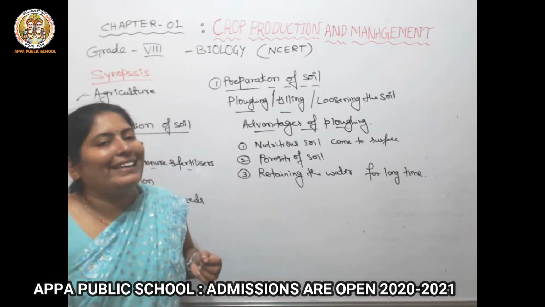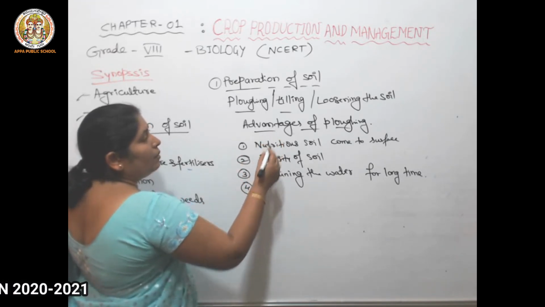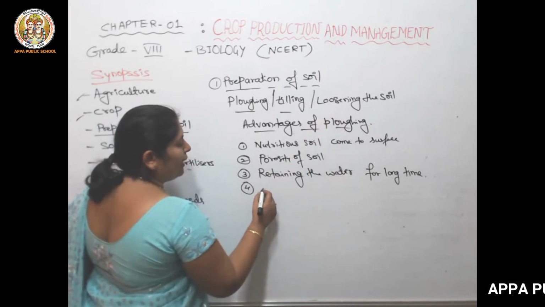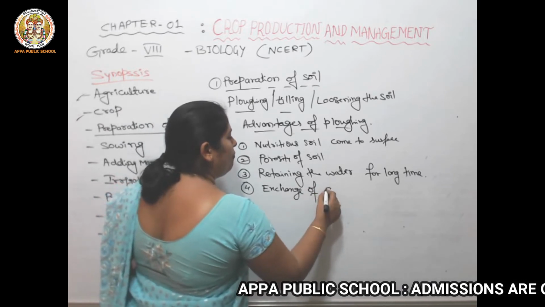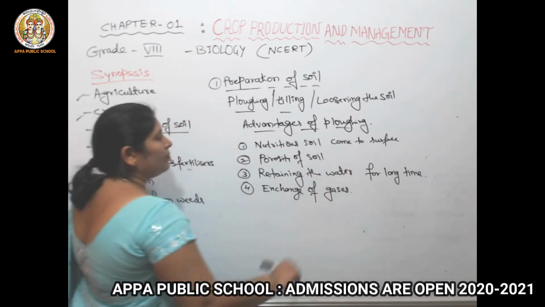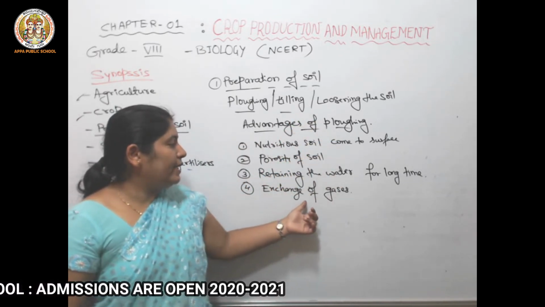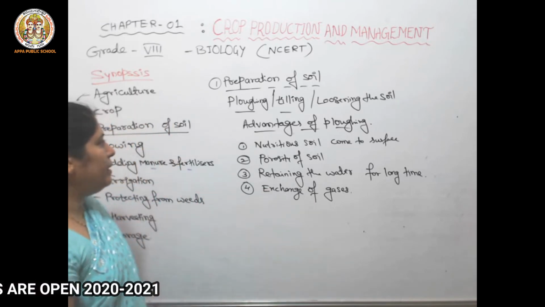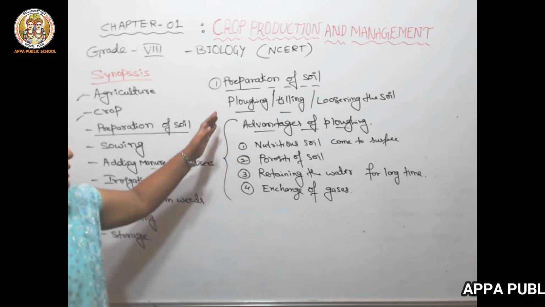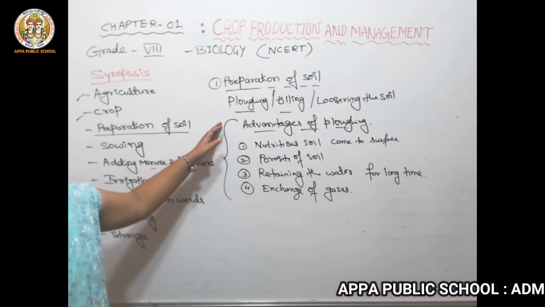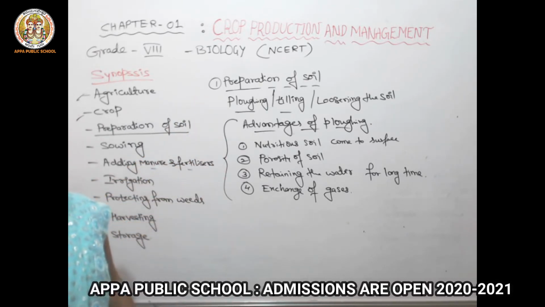Right? There should be an air gap between them, and because of that, the next advantage is that the loosening of the topsoil is even going to help in the exchange of gases. Right? The loosened topsoil is helpful again in the exchange of gases. So these many are the advantages of loosening the topsoil. If it is not followed, then we may get less yield at the end of the agricultural process. Right? So this is complete about the preparation of soil.